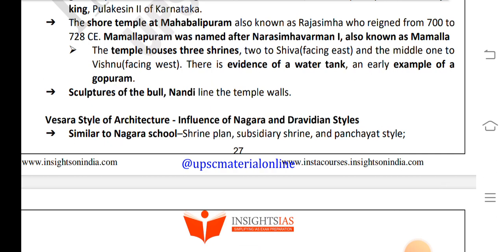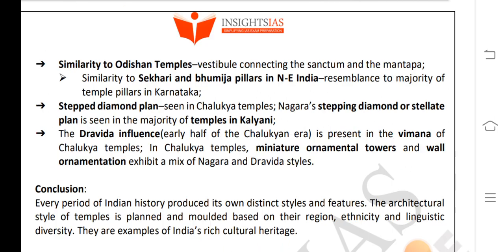The Shore Temple at Mahabalipuram, also known as the Rajasimha temple, was built by Rajasimha, who reigned from 700 to 728 CE. Mamallapuram was named after Narasimhavarman I, also known as Mamalla. The temple houses three shrines, two to Shiva facing east, and the middle one to Vishnu facing west. There is evidence of a water tank and an early example of gopurams. Sculptures of the bull Nandi line the temple walls.